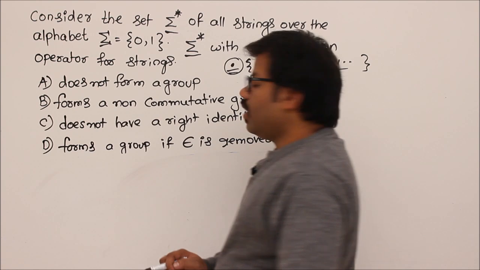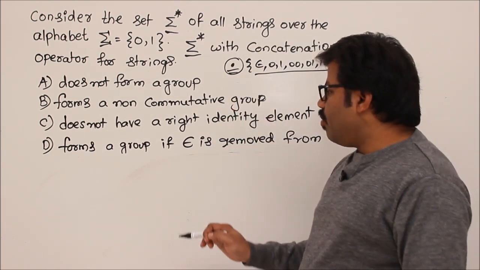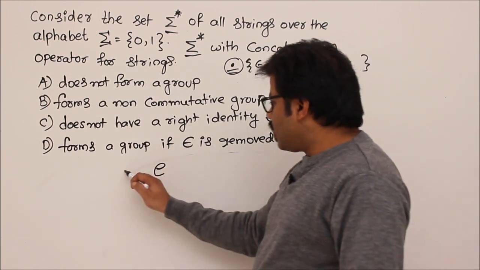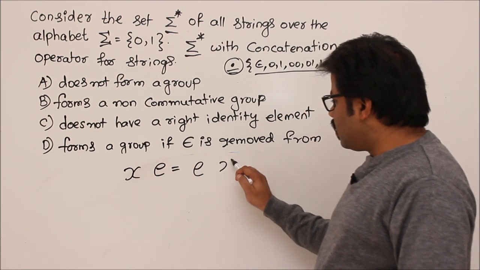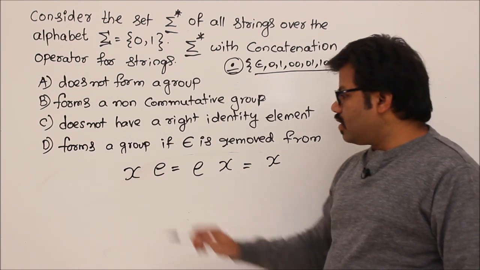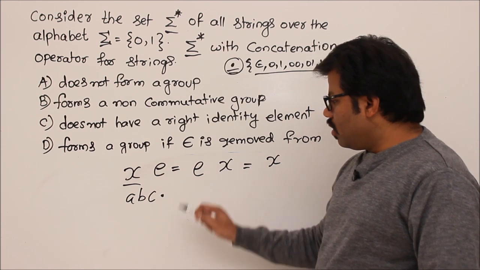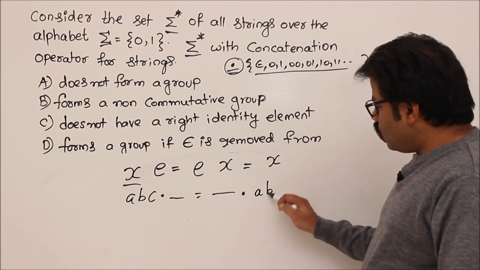Now we will come to the third one. What is that? Identity element. So is there any identity element? What is the property of an identity element? If E is an identity element, then X concatenation E equals E concatenation X equals X, correct? Is there any such string? Example, X is ABC. ABC dot something equals something dot ABC should be equal to ABC.